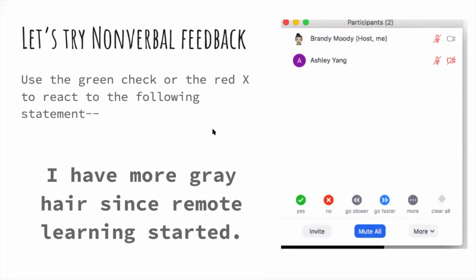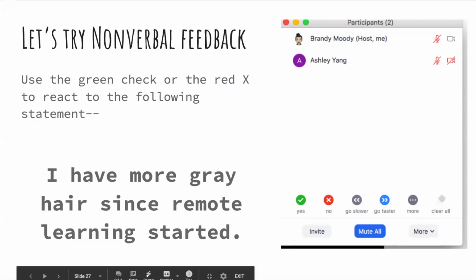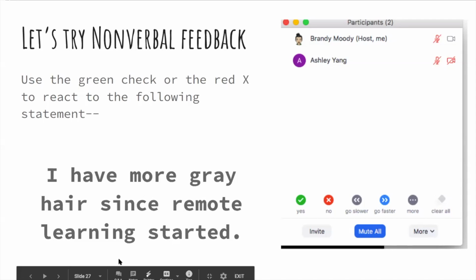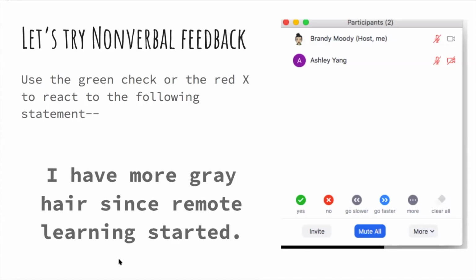Can you give them directions about how to get to that green check again? Oh, sure. If you go onto your bar down at the bottom where it says mute, stop video, security, and then there is a participant. If you click on the participant, your box will come up, and on the bottom you have the green check and the red X, and you just push it in your little participant.